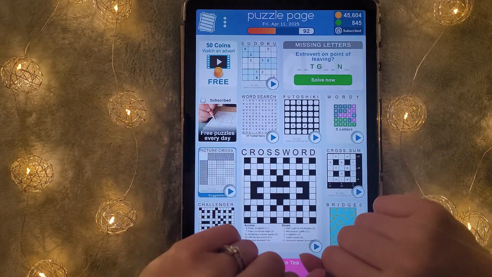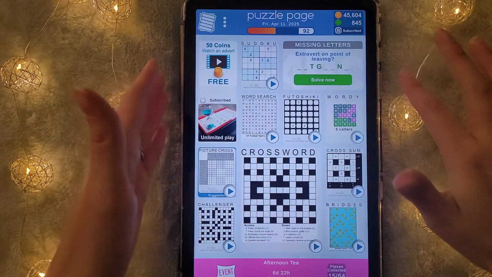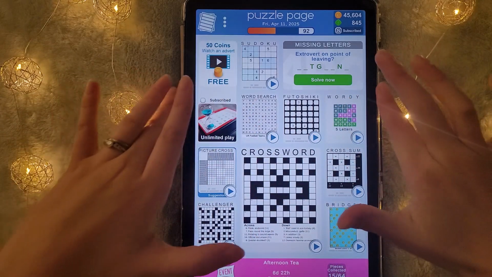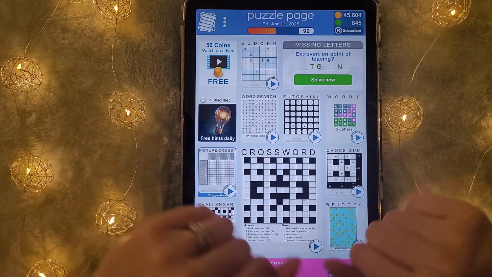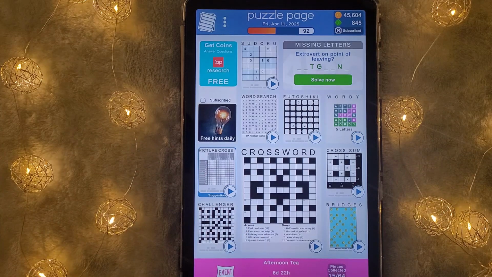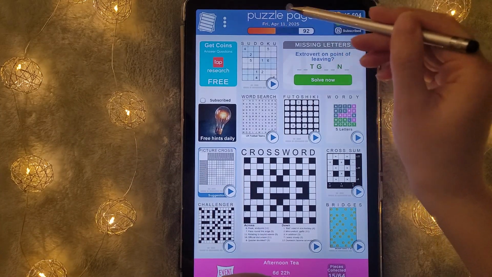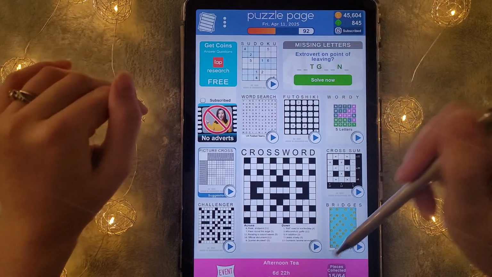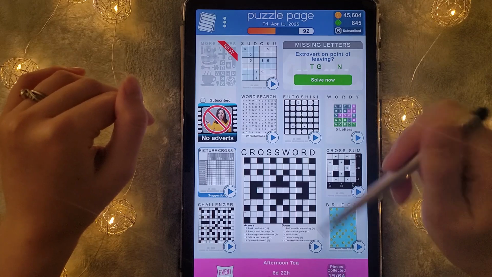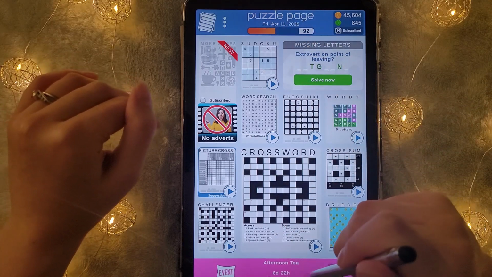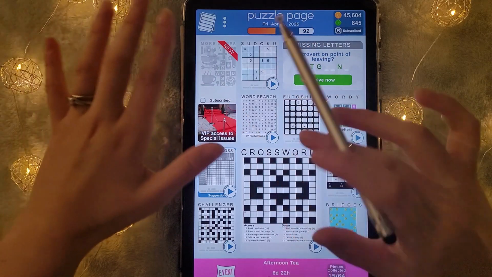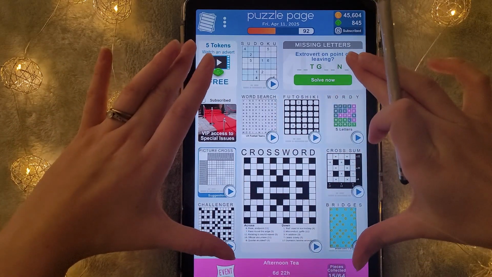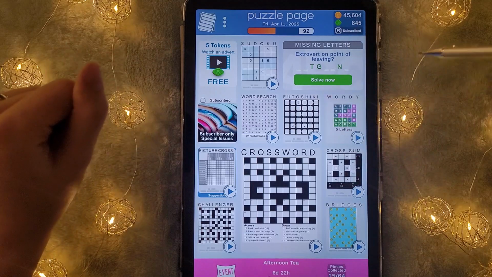I am Ari, and today I would like to do my daily puzzles on my puzzle page app. And today is Friday, April 11th, and the puzzle page app does have a little event going on right now where you can collect pieces if you do certain types of puzzles. I'm not really going to worry about that today. I'm just going to do my daily puzzle page.